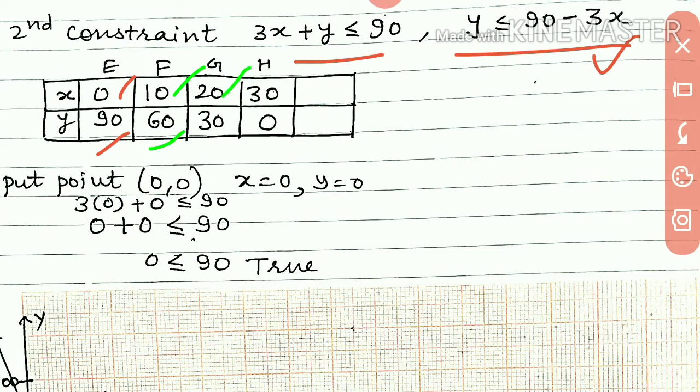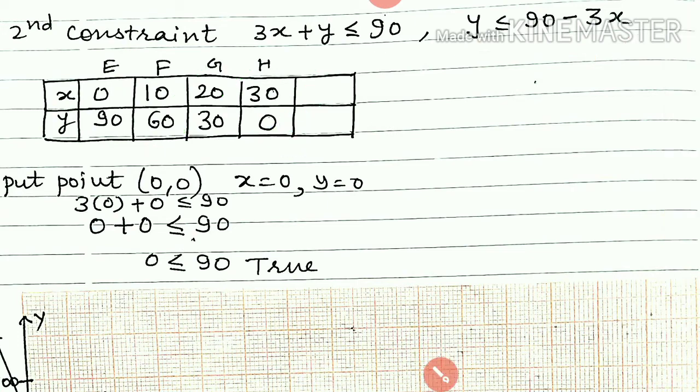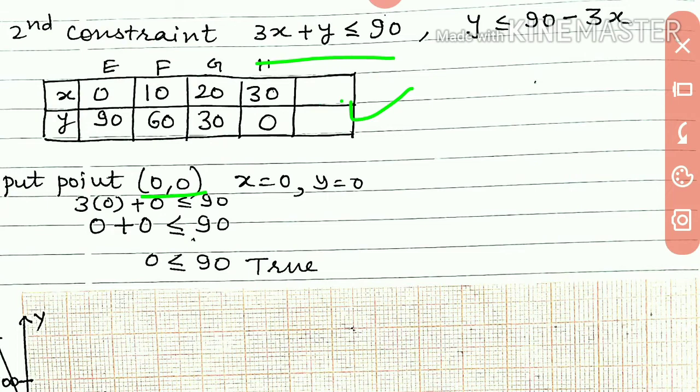x equal to 20 you put, y equal to 30 you get, x equal to 30 you put, y equal to 0 you get. So these type you get these points, and now you will check these by putting 0 0 in the inequalities. Place of x you put 0 and place of y you put 0, you will get this line. 3 into 0 plus 0 less than equal to 90, means 0 less than equal to 90. With this statement also we get true.